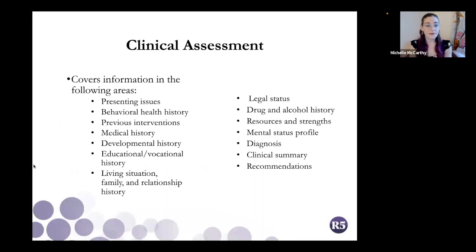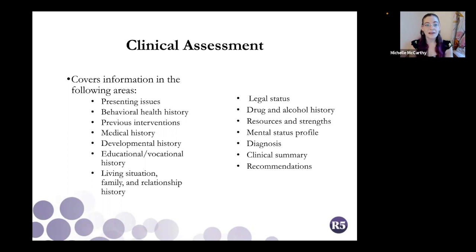The assessment covers information in a lot of areas. The biggest chunk is going to be the presenting issues. So in order to make a diagnosis and justify whatever diagnosis or diagnoses we are going to make, we have to know what's going on. What areas are you struggling in? What symptoms and behaviors are present? How long have they been happening? How frequently do they happen? And how intense are they?